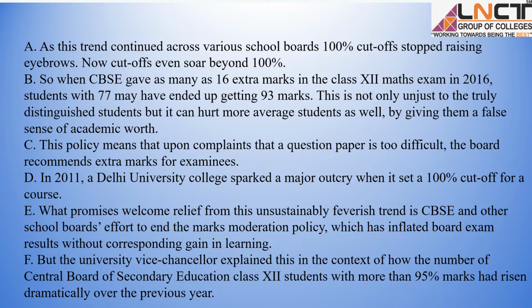Similarly, the sentence B is also beginning with the word so. It can't be. C starts with this policy. Which policy are we talking about? We don't know yet. So this sentence must actually follow another sentence in which some sort of policy must have been explained. D. In 2011, a university college sparked a major outcry when it set off 100% cutoff for a course. This is a very generic kind of a statement, and this fits the bill actually. And it can definitely be the first sentence. Let's see the other two sentences before we make a decision.